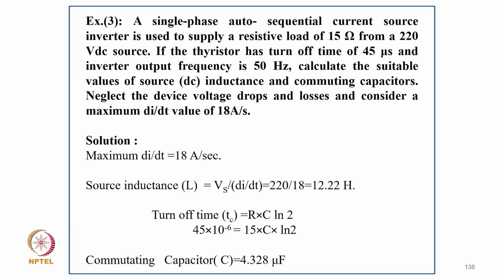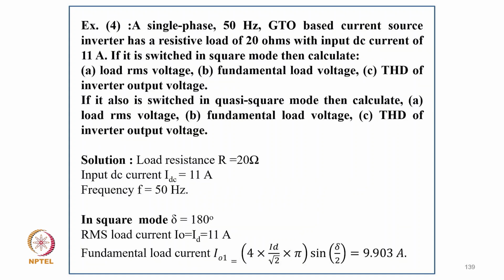So the maximum di by dt is 18 ampere per second, and the source inductance is Vs divided by di by dt. Putting in the values it comes to 12.22 Henry, and the turn off time t is equal to RC into logarithmic term. Putting in the values, the capacitance comes to 4.328 microfarad.